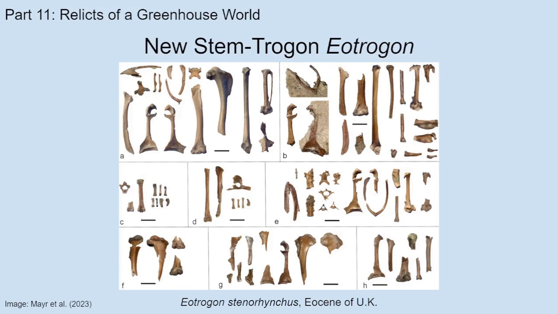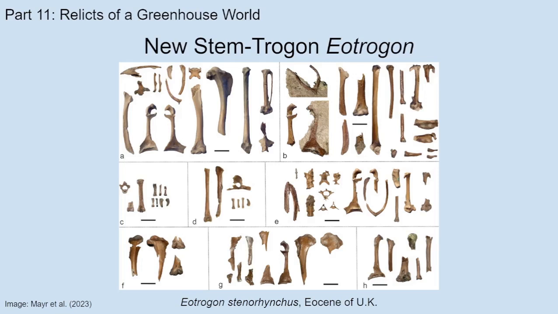So today, all three of those groups are only found in tropical regions, and sometimes only parts of tropical regions. The mousebirds are only found in Africa, the courol, which is only known from one species today, is only found in Madagascar and the Comoros, whereas the trogons are a bit more widely distributed. They can be found in Asia, Africa, and South America, or the tropical Americas, rather. In the past, we know they were more widely distributed because we have stem trogon fossils from Europe as well. And so here's a new fossil trogon from Europe, from the Eocene of the UK.